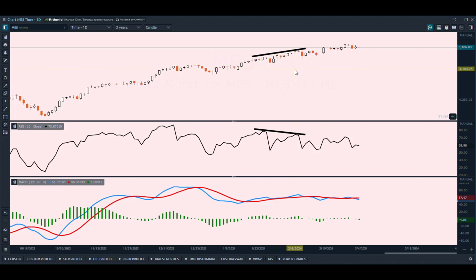So as we continue to go on, we once again have a lower high here. However, we have essentially another higher high. So the question is, does bearish divergence even work?